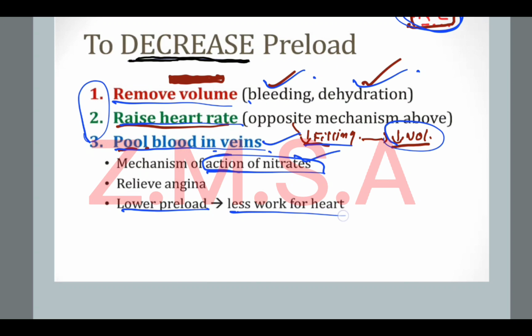Lower preload means less work for the heart, and this is most important in the relief of angina. Therefore, in angina we give nitroglycerin.